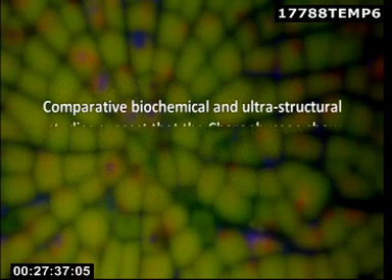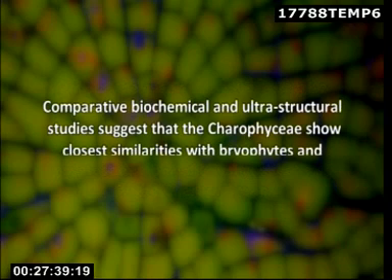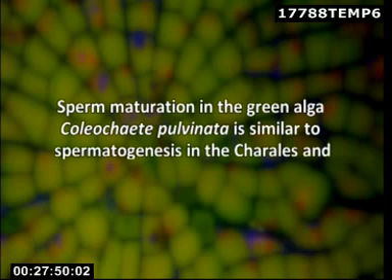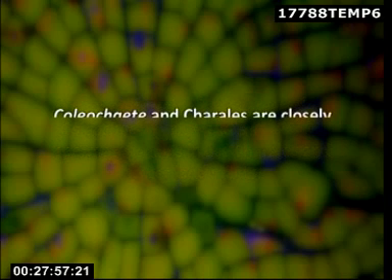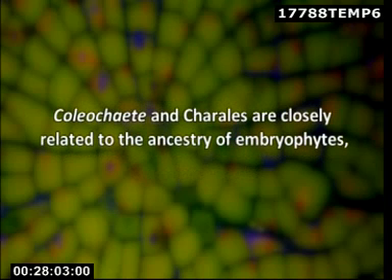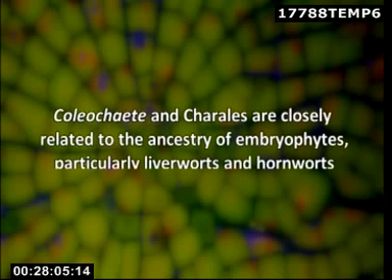Comparative biochemical and ultrastructural studies suggest that Charophyceae show closest similarities with bryophytes and tracheophytes. In a number of respects, sperm maturation in Coleochaete pulvinata is similar to spermatogenesis in the charophytes and lower land plants. This supports the hypothesis that Coleochaete and charophytes are closely related to the ancestry of embryophytes, particularly liverworts and hornworts. Before concluding, let's recall some important features in Coleochaete.